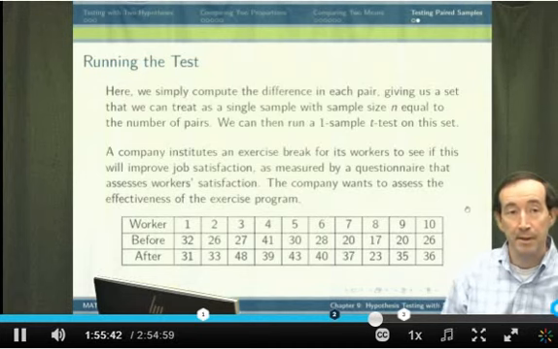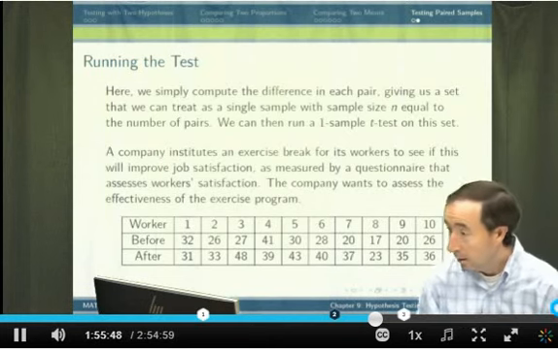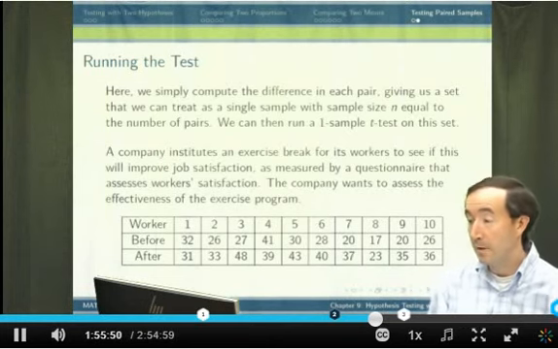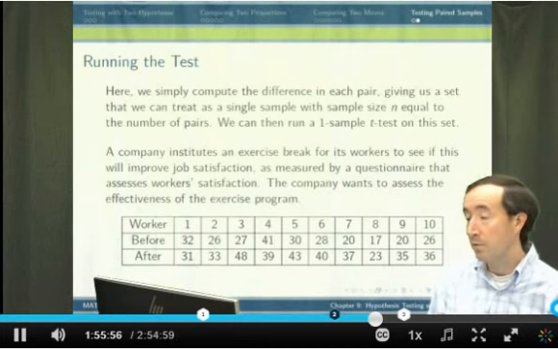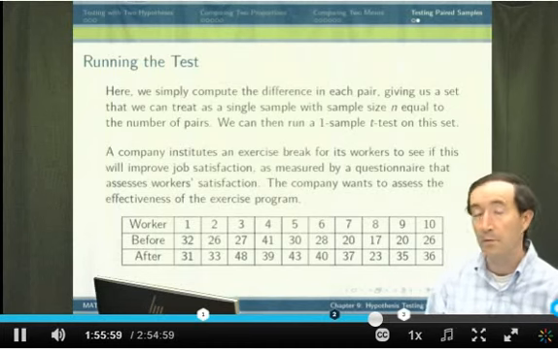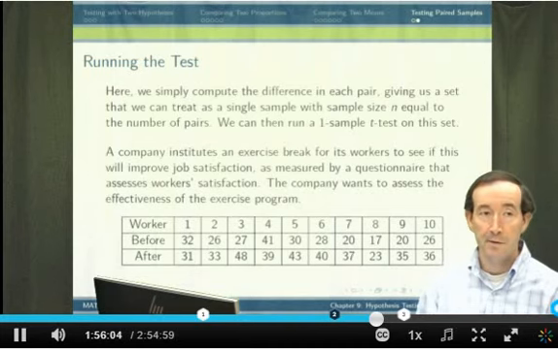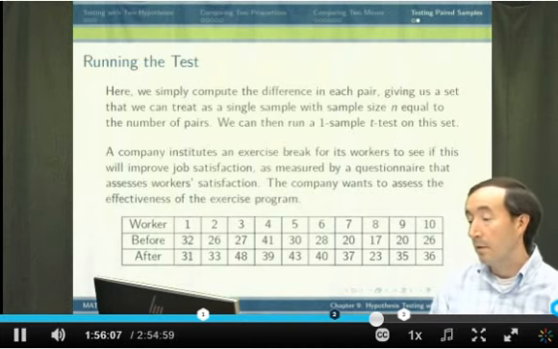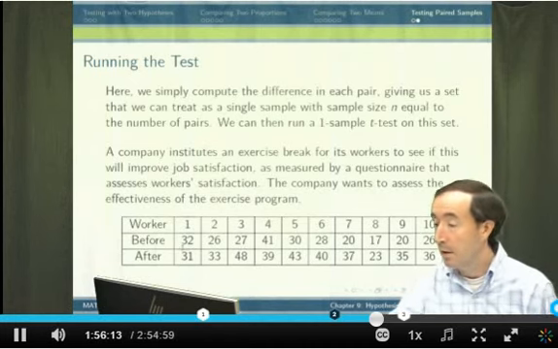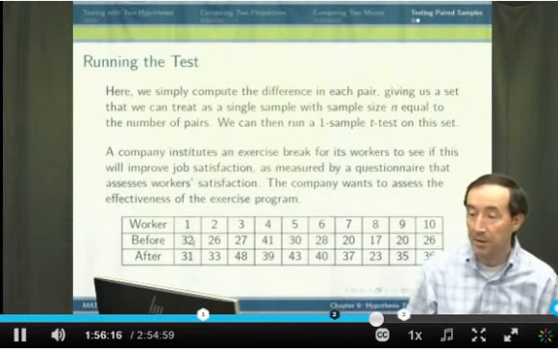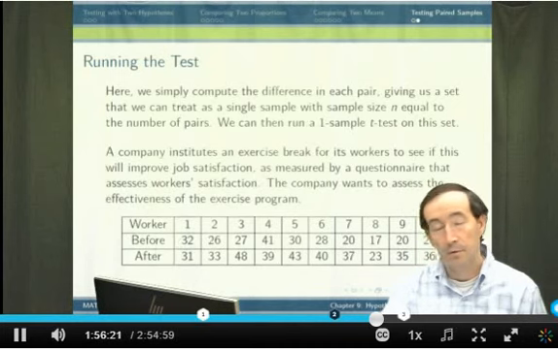So I always like to do at least one example. This example would be whether a company's plan to institute an exercise break might improve job satisfaction. The way they're doing this is they're going to randomly select a collection of 10 workers to respond to a questionnaire both before and after they institute this exercise break policy. The responses among those 10 workers are included here. This is their job satisfaction index score, based on that questionnaire, before and after.